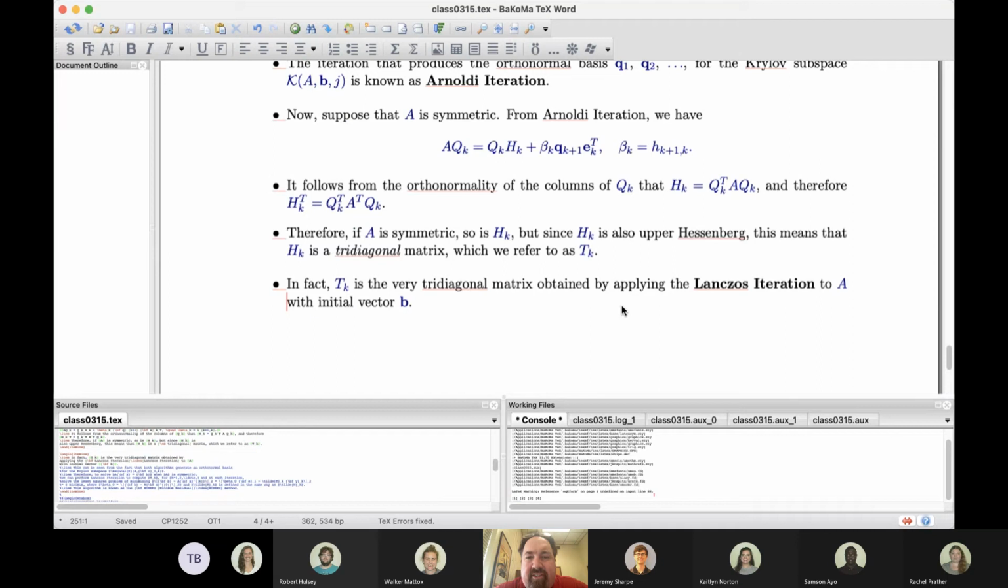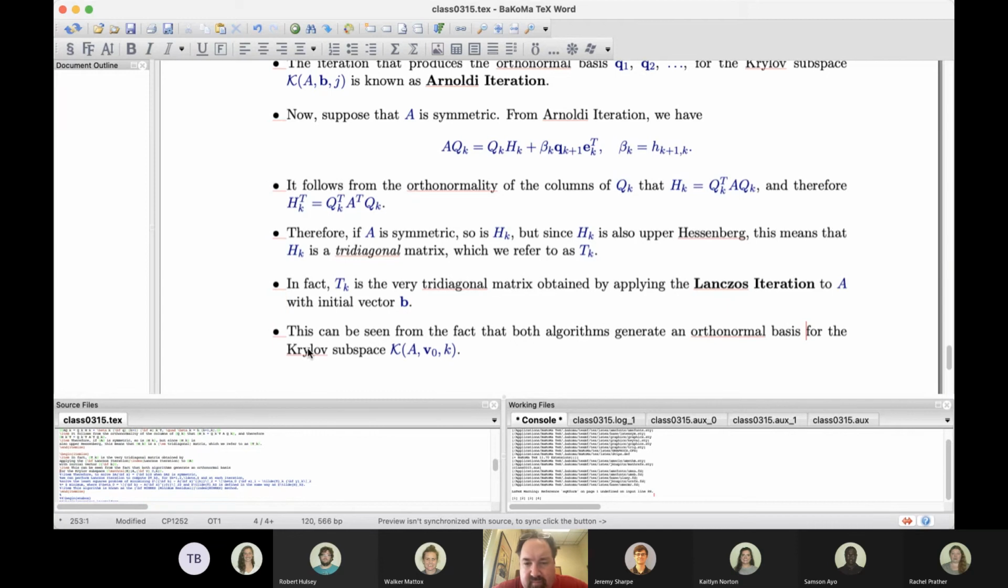So really what's happening is Lanczos is what Arnoldi iteration becomes if A is symmetric. And the reason why is both algorithms are doing the same thing. They're generating an orthonormal basis for a Krylov subspace.